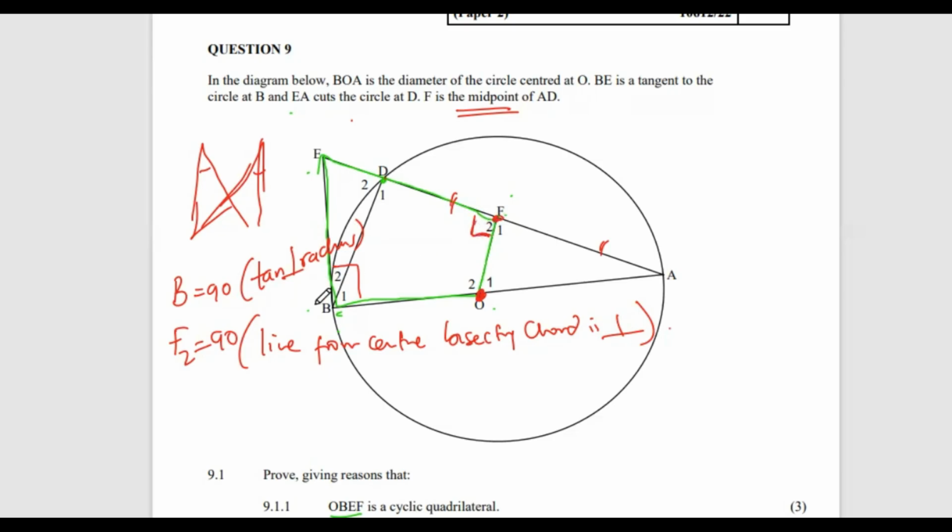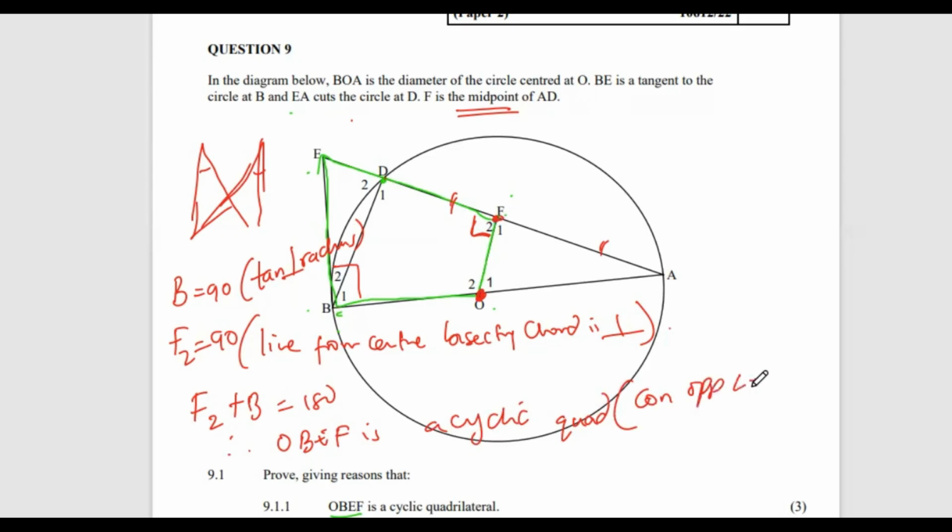Now, if that is a 90 and this is a 90, we're seeing that the opposite angles are supplementary. So F2 plus B gives us 180. Therefore, OBEF is a cyclic quadrilateral. And the reason is going to be the converse of the opposite angles. The converse of the opposite angles. All right. Should we add the word cyclic? It's okay, no problem. People must be happy.